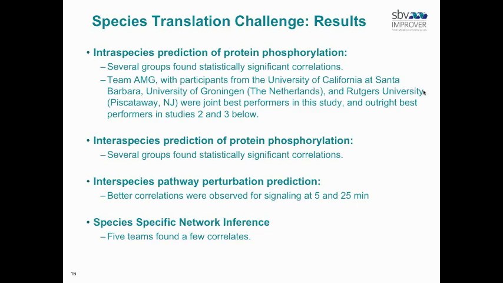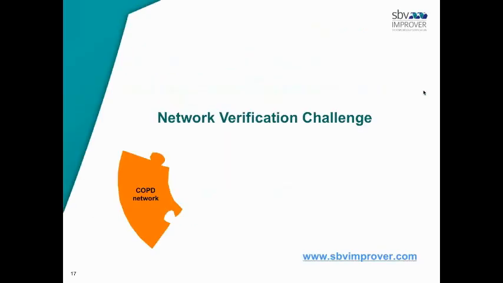And species-specific network inference from rat to human, there was really not much correlation there. 5 teams found few correlations, but it was found to be very difficult to predict from species to species.